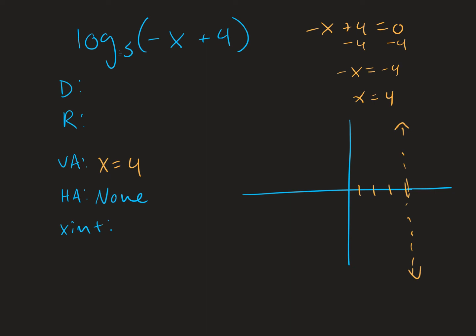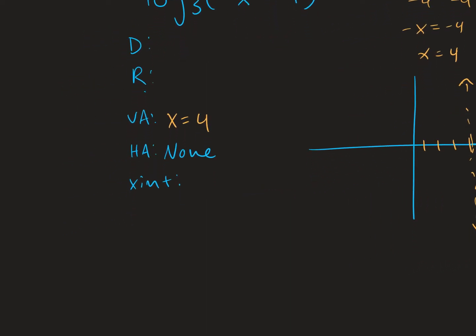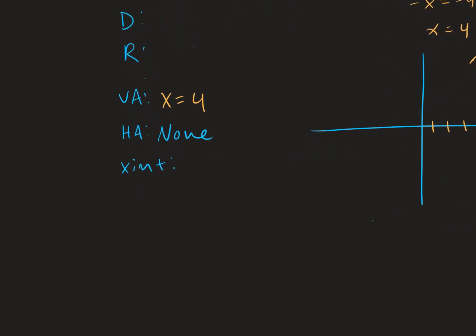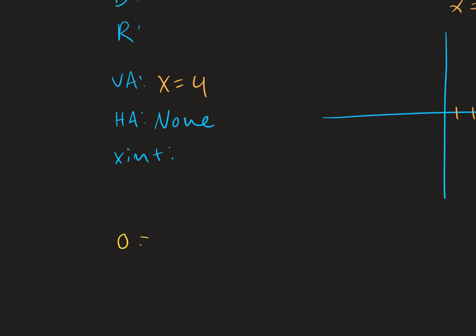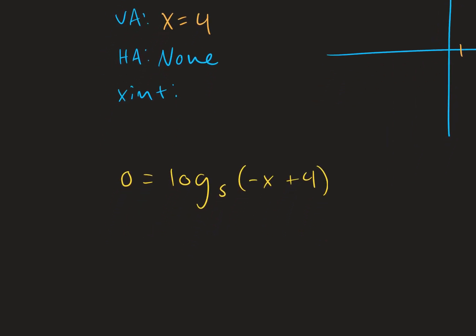To find the x-intercept, we set the whole thing equal to 0. So 0 is equal to log base 5 of negative x plus 4. So then I would rewrite this to solve for x. I could make the big base 5 on both sides just like I did before.